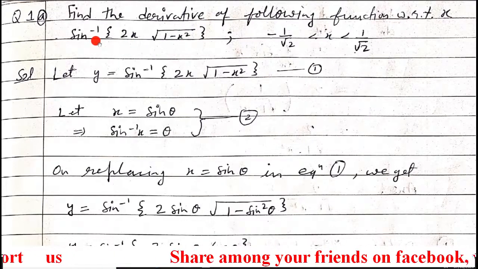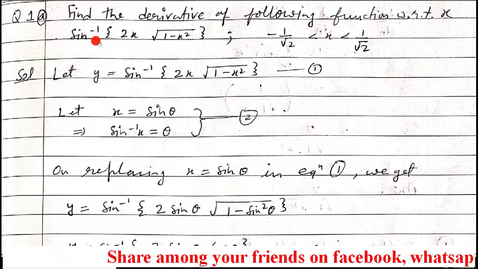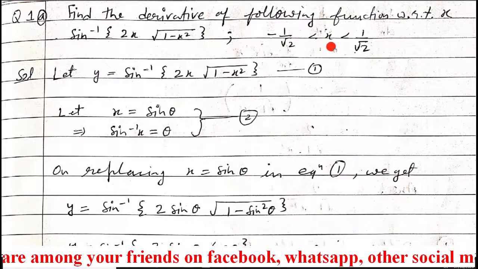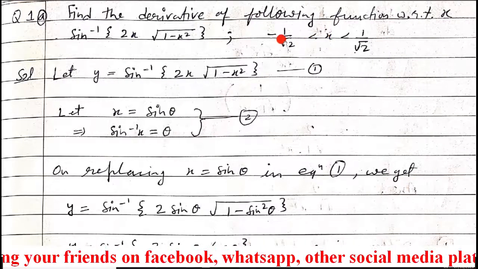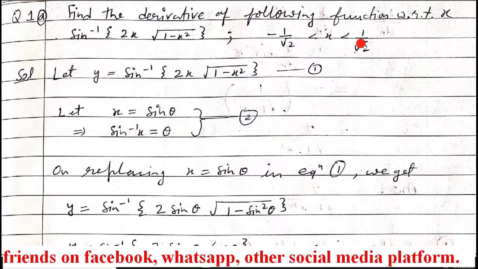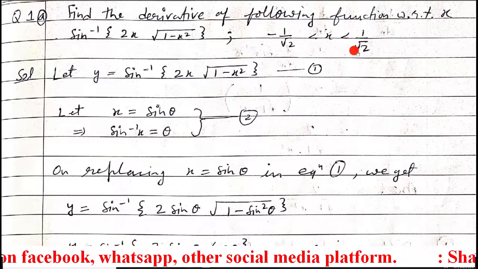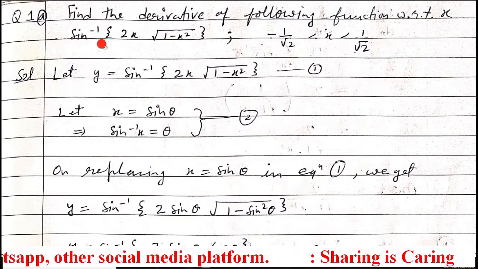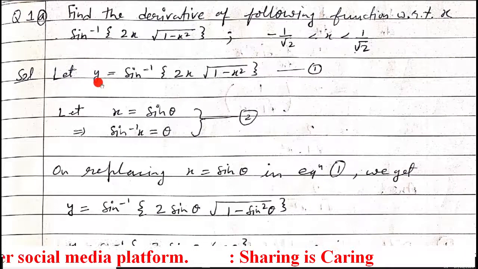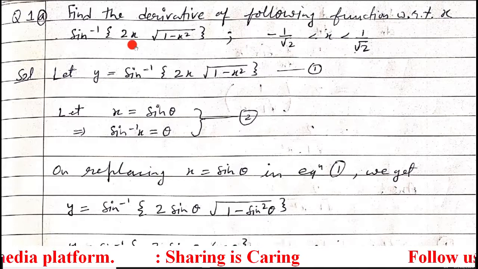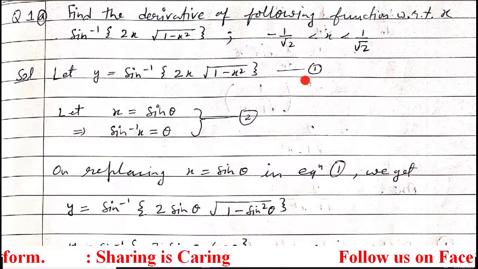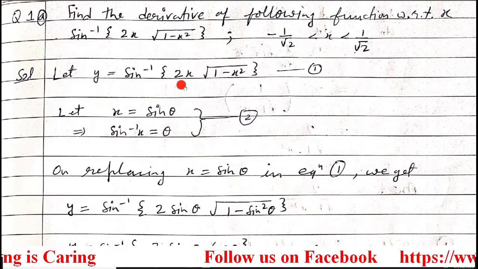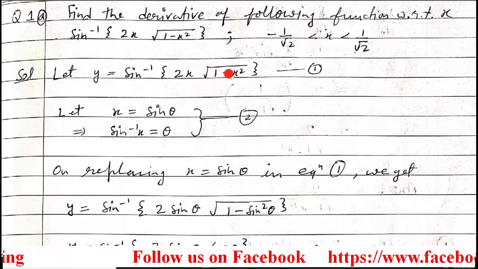In this exercise we are going to differentiate inverse trigonometric functions, and here some constraints are given to us, that is x is greater than minus 1 upon root 2 and less than 1 upon root 2. So we will start to solve it. First we will assume whatever function is equal to y. So y is equal to whatever function is given, we will write here and we assume it as equation 1. Now to differentiate it, first we will try to simplify it.